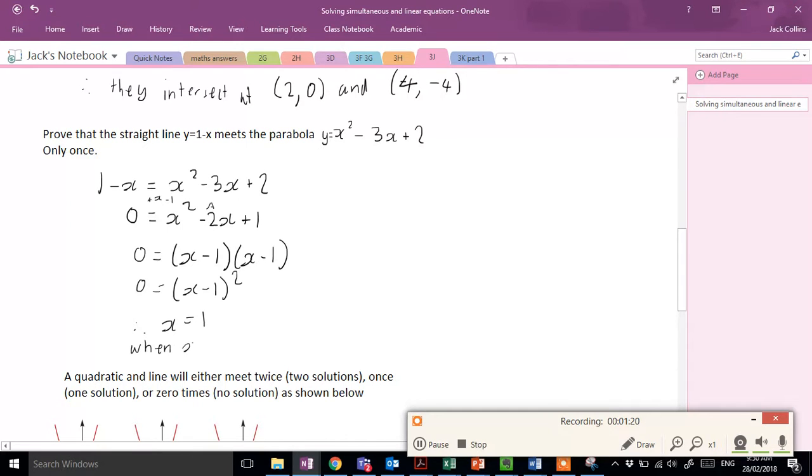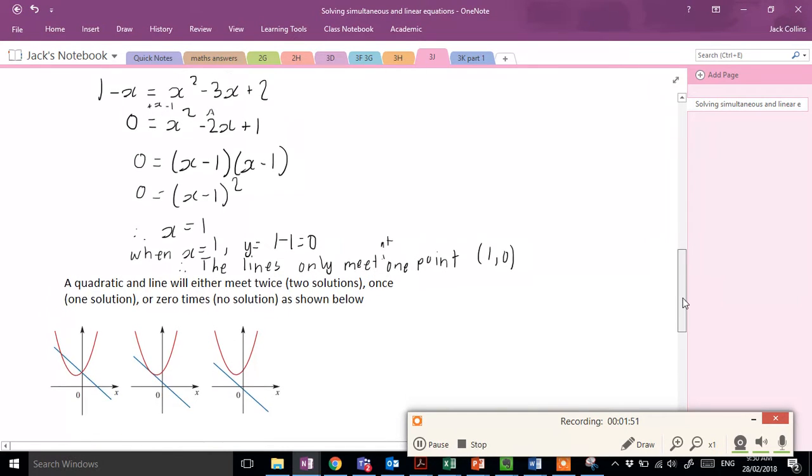When x equals 1, y is equal to, substituting back in, 1 minus 1, which is equal to 0. Therefore, they meet at 1 point, 1, 0. And once again, you could graph that.